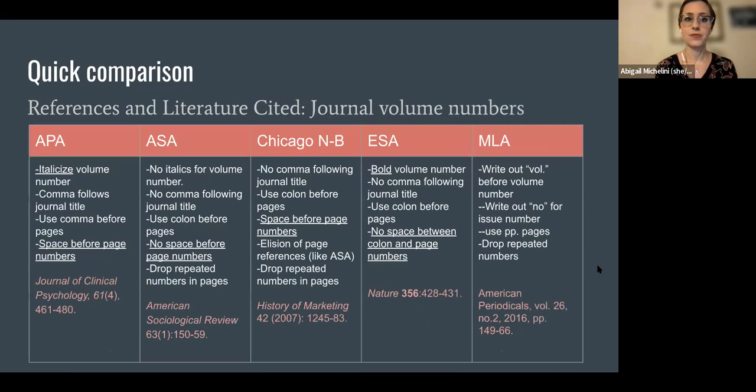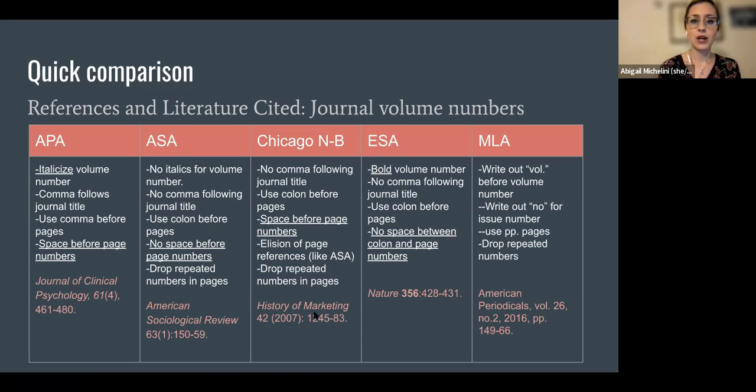All right, and then journal volume numbers. This is another one that has a lot of differences across the different citation styles. So in APA, you're italicizing the volume number 61, and there's a comma between the journal title and 61 and a space before the page numbers. In ASA, no italics for the volume number, no comma following the journal title, use a colon between the pages, no space, and drop repeated numbers in pages like 150 to 59.